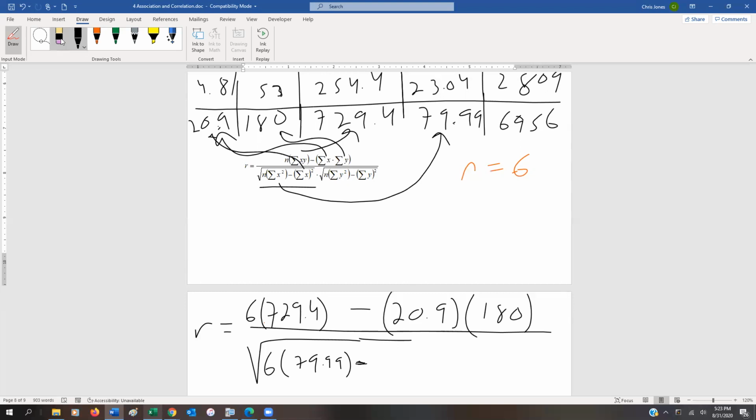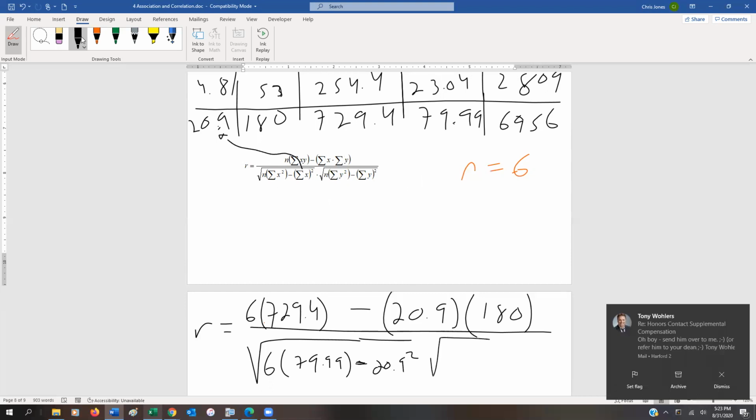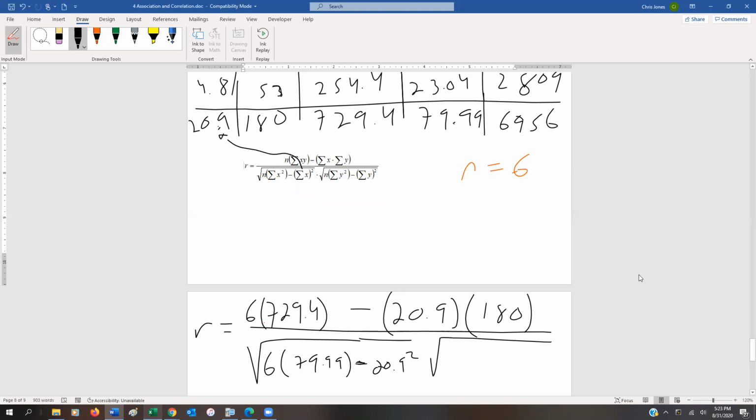So many arrows. Let me erase some of these arrows, in fact, all of them. And sum of x squared is going to be 20.9 squared. And we'll punch that into the calculator in a minute. And then also we're going to go through and do the same thing for the y values. So that's 6 times the quantity of the sum of y squared. And sum of y squared is going to be this 6956. And we're going to subtract from that sum of y squared, which is going to be 180 squared.